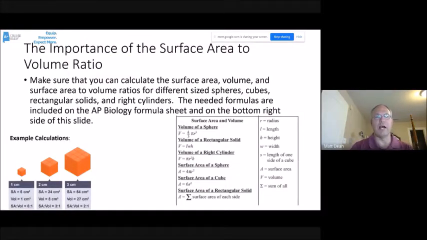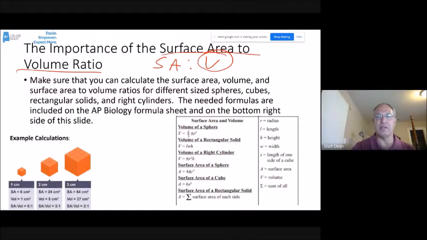Another really important topic in this cell unit is the importance of surface area to volume ratio, which we might notate like that. The surface area, think of that like the cell membrane of a cell. The surface area's job, the cell membrane's job of a cell, is to transport things in and out of the cell. Think of the volume like the internal parts of the cell.